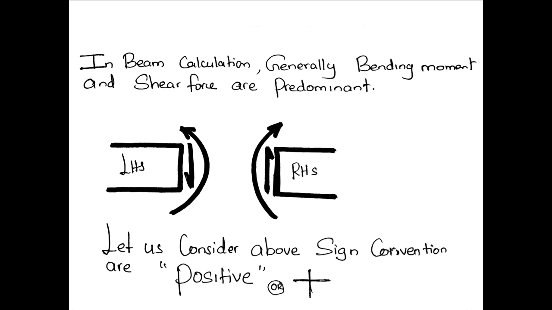In previous slides, we discussed four types of internal forces. One, shear force; second, bending moment; third, axial force, that is compression or tension; fourth, torsion. In beam calculation, generally bending moment and shear force are predominant. In truss calculation, axial force analysis is predominant. In rotating shaft calculation, torsion analysis is predominant.